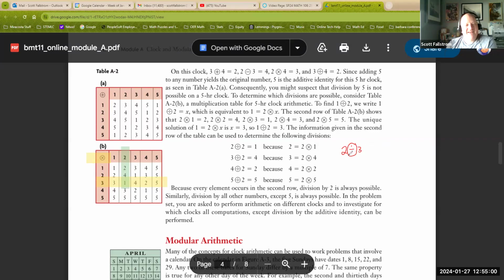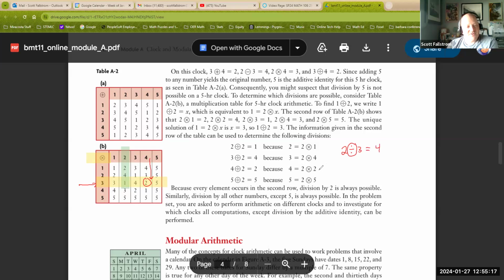2 divided by 3. So what that means is I would look and say, what do I multiply by 3 to get the number 2? I could come down and say, oh, I have to multiply by 4. So the answer here would be 4.